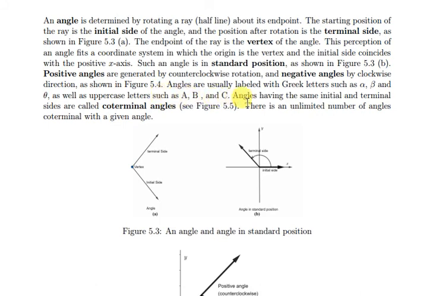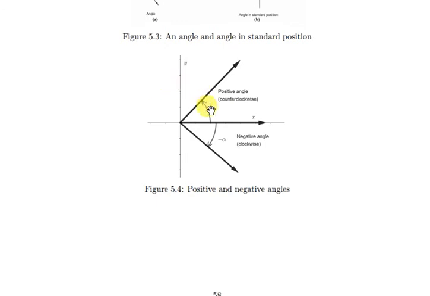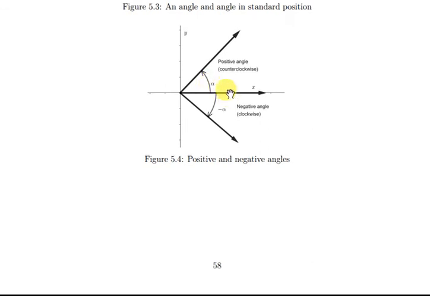Angles having the same initial side and terminal side are called coterminal angles. There is an unlimited number of coterminal angles for a given angle. Okay, this is now rotating the ray in counterclockwise direction, so we get positive angles, and rotating the ray in clockwise direction, we get negative angles.